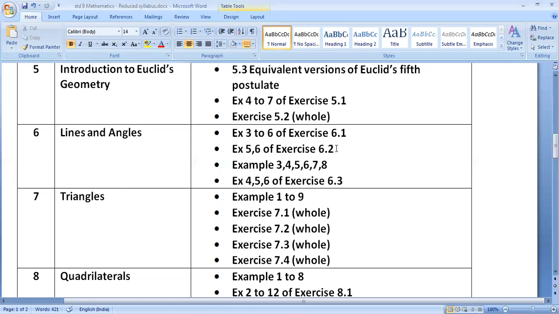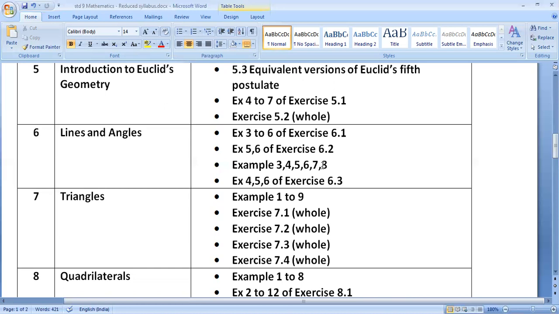Page number 106, theorem 6.8 statement is important. You have to understand the statement. On page number 106 itself, example 7 and example 8 are also excluded. I have mentioned examples 3, 4, 5, 6, 7, 8 all are excluded from the syllabus.